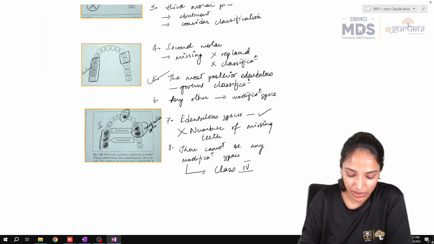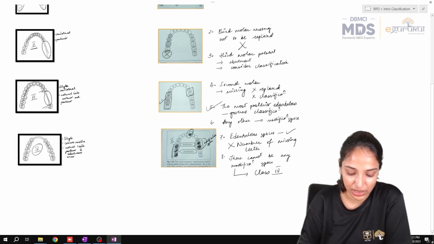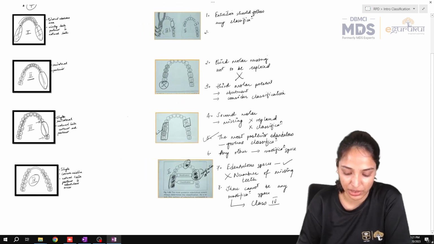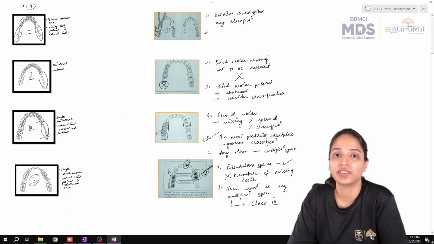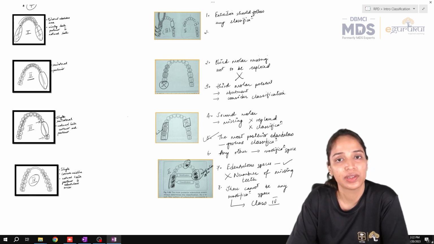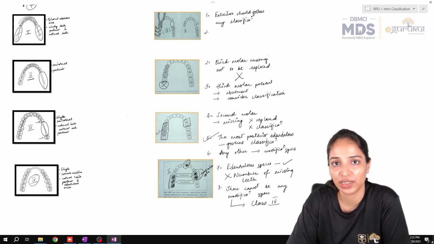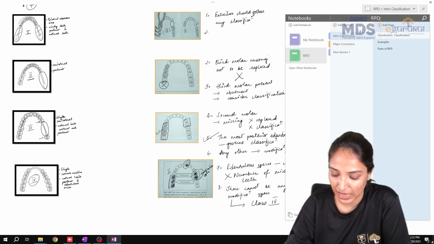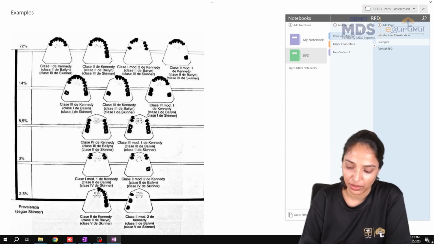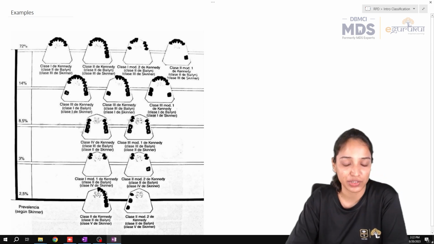So overall, this is your introduction and classification of partial dentures, and we have seen Kennedy's classification, we have seen Applegate's rules. They are thoroughly very important to understand partial dentures and to understand the different components of partial dentures. We can discuss the different examples now to understand the Kennedy classification in details.